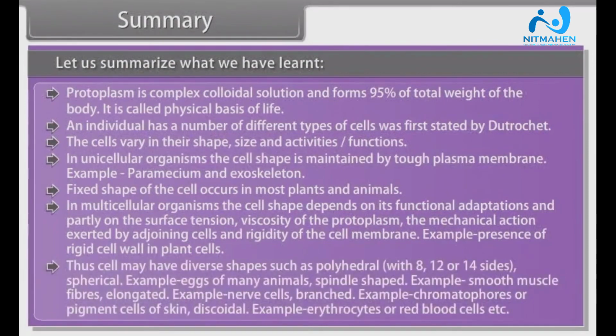Thus, a cell may have diverse shapes such as polyhedral with 8, 12 or 14 sides, spherical, for example eggs of many animals, spindle-shaped, for example smooth muscle fibers, elongated, for example nerve cells, branched, for example chromatophores or pigment cells of skin, discoidal, for example erythrocytes or red blood cells, etc.